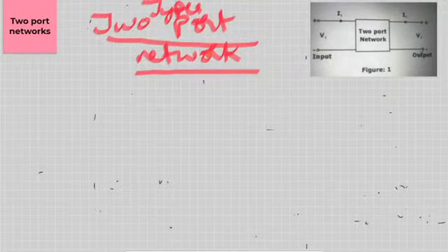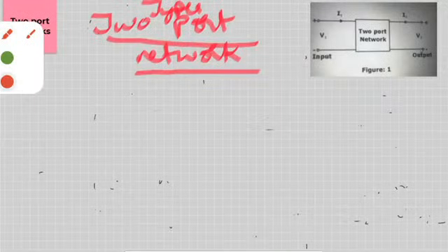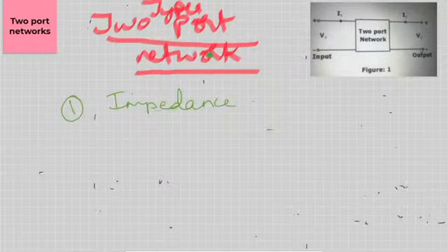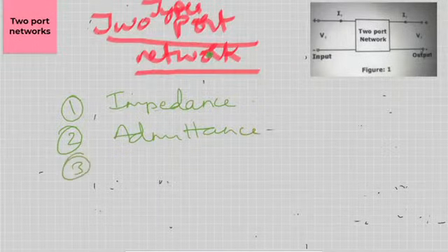Okay, clear? Yes. So first type, what is the first type? First type is impedance. Second type is admittance. Third type is hybrid.